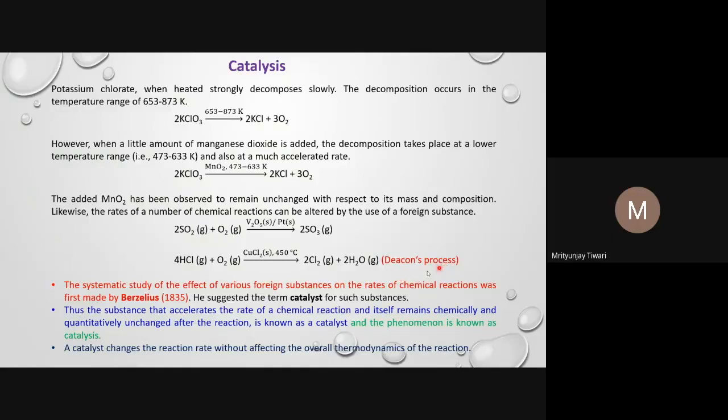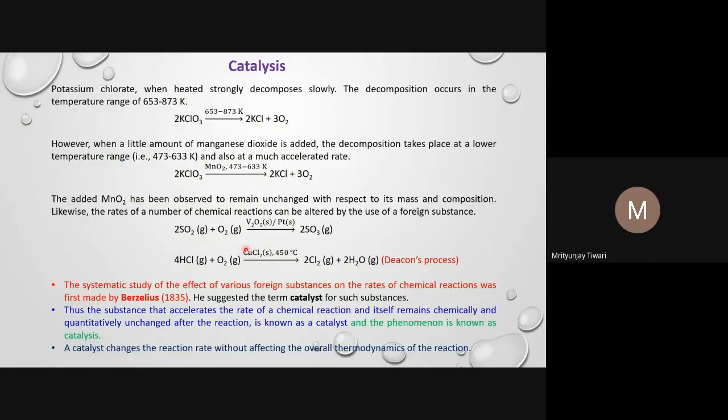And what is the Deacon process? This reaction is initially very slow in the absence of any foreign substance, but when you use copper(II) chloride, or cupric chloride, the rate of this reaction increases multiple times. This catalyst was first used by Deacon, so this process is called the Deacon process. So what we see from the systematic study is that when a foreign substance is added with the reactants, it enhances the rate of the given reaction.